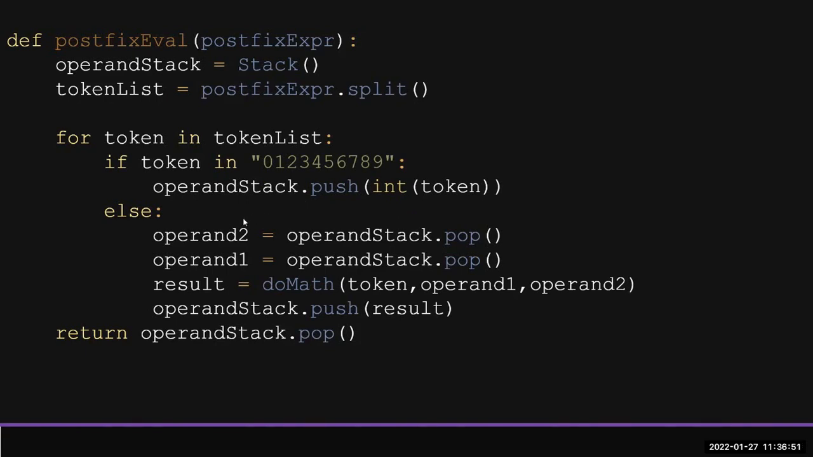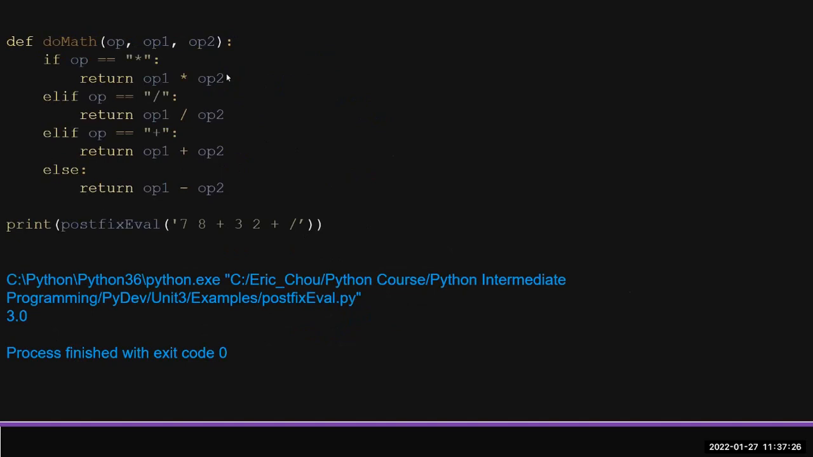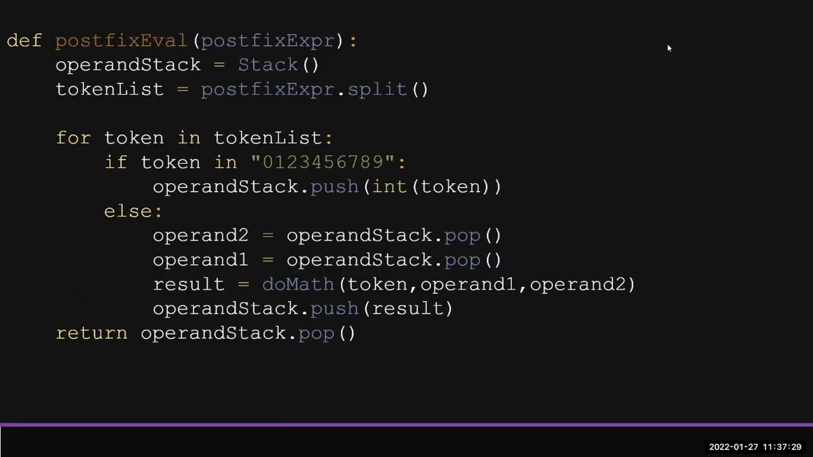If it is not a number, then we pop out 2 operands, apply the operator to the 2 operands, and push back the result. We keep doing that until all tokens are done. Then you will have the last value, and you pop out the last value, and that will be your result. Here we have some questions. We may have some variables such as A or 125.